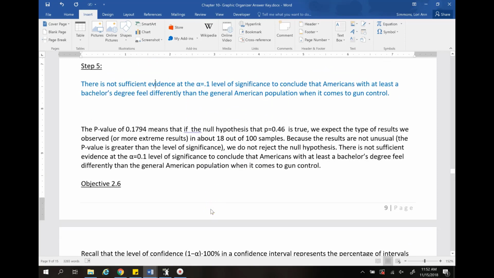Again, this is a summary. The p-value of 0.1794 means that if the null hypothesis that p equals 0.46 is true, we expect the type of results we observed, or more extreme results, in about 18 out of 100 samples. Because the results are not unusual, the p-value is greater than the level of significance, we do not reject the null hypothesis. There is not sufficient evidence at the alpha equaling 0.1 level of significance to conclude that Americans with at least a bachelor's degree feel differently than the general American population when it comes to gun control.